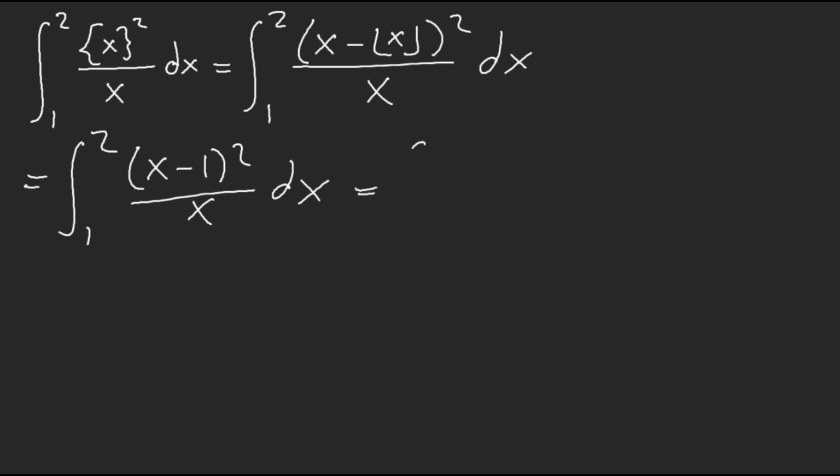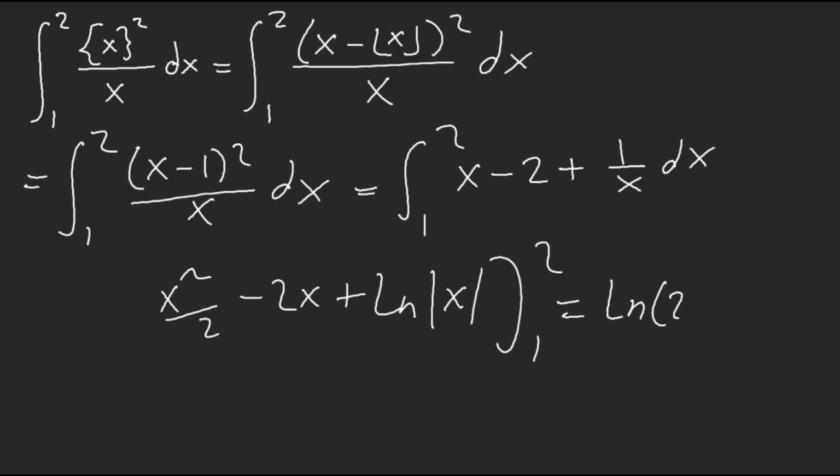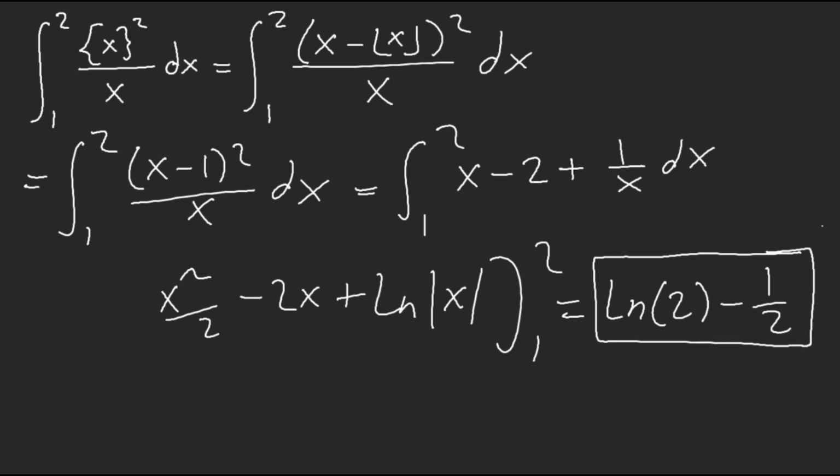So integrate this, and from 1 to 2, you get x minus 2 plus 1 over x. I'm just going to go by for the sake of time. This is from 1 to 2. This is just going to equal 2 squared over 2, minus 2 ln of 2, 1/2, ln of 2 minus 1/2. Okay, that is our answer.